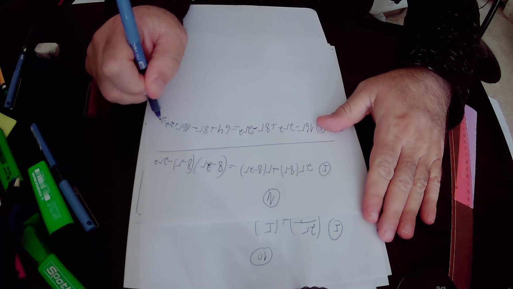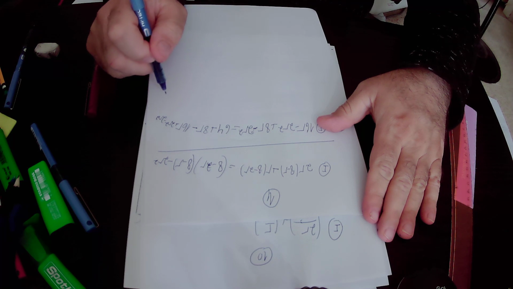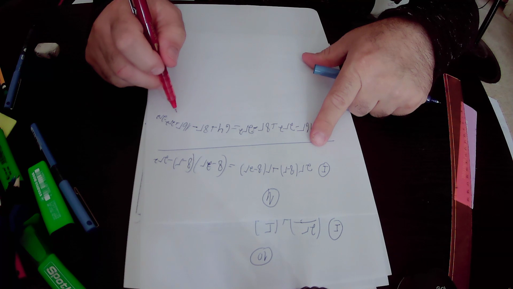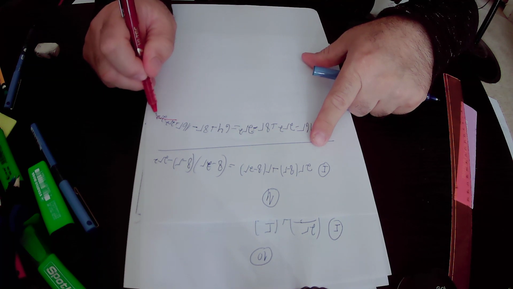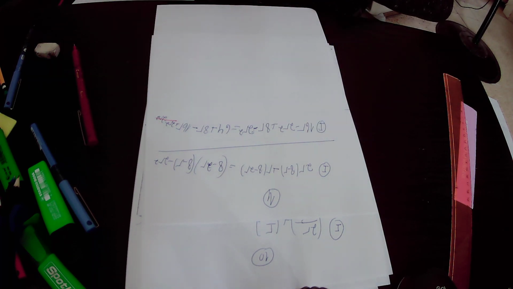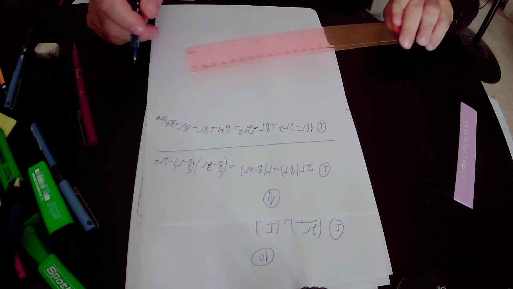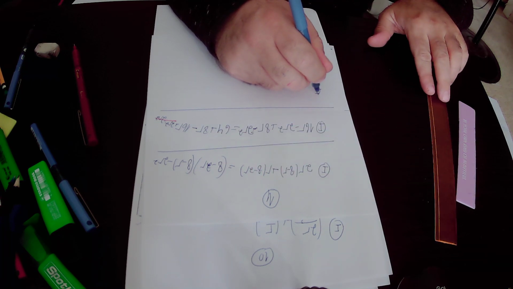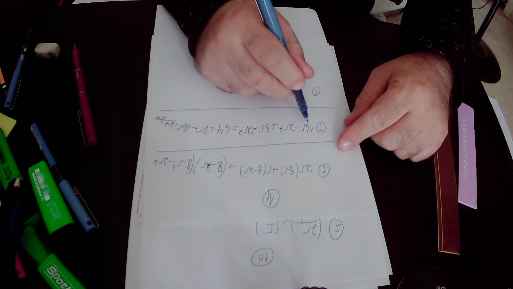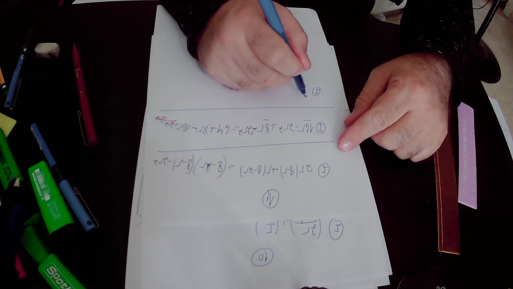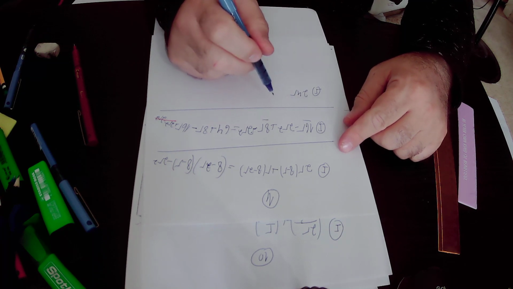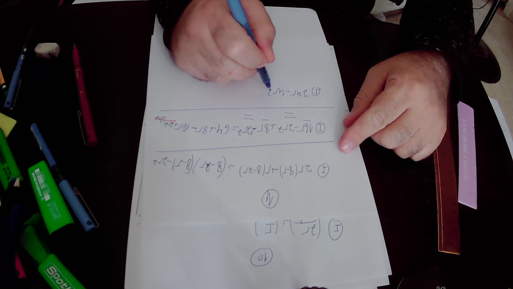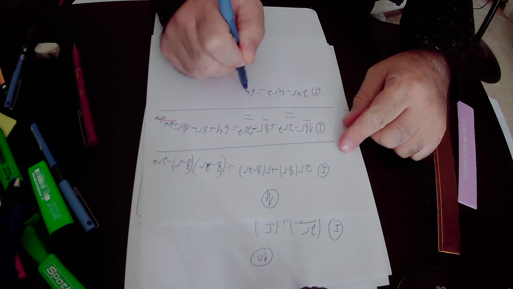Minus 2r squared. Actually, plus 2r squared minus 2r squared is 0. So, these two expressions will get cancelled. And what is left after we cancel these two expressions? Here we have 16r plus 8r is 24r. Minus 2r squared minus 2r squared is minus 4r squared, equals to 64.